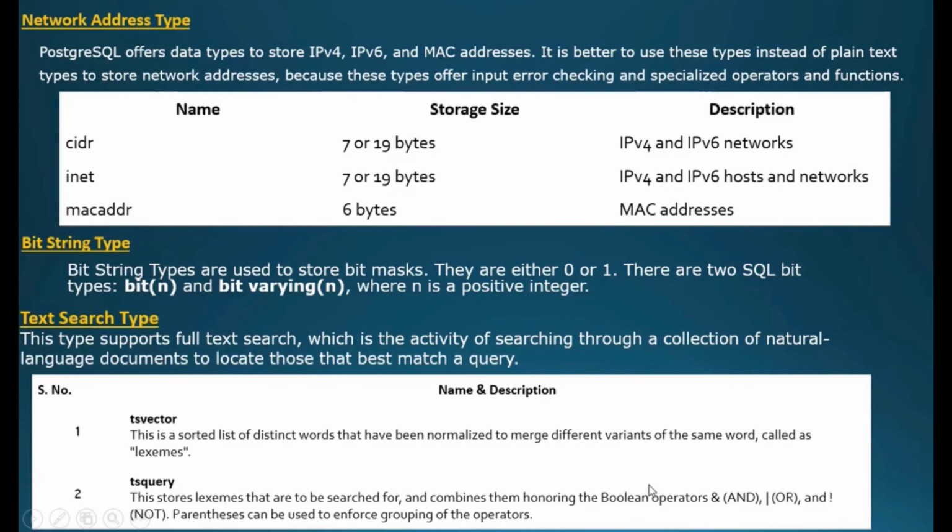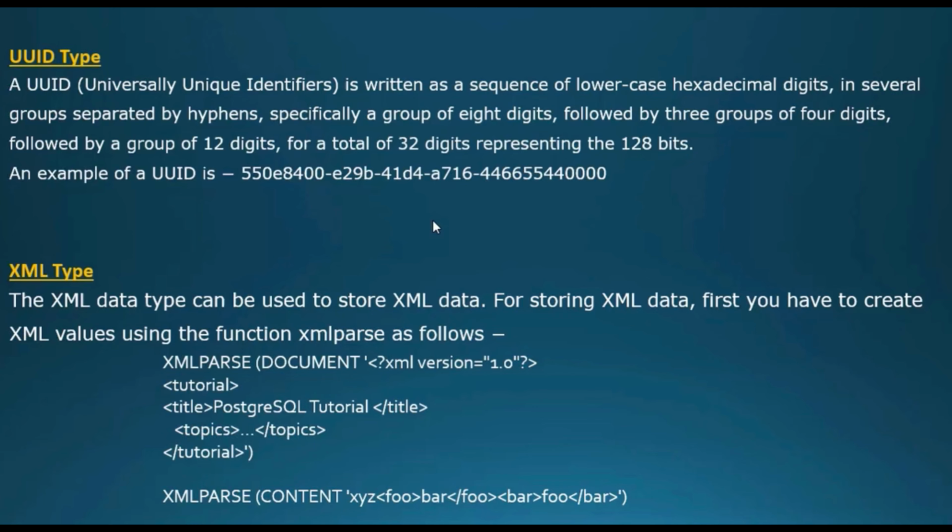like bit and bit varying. These are the two SQL bit types. And next one is the text search types. It is used for full text search like tsvector and tsquery. And the next one is UUID type, which means universally unique identifiers. It stores the globally unique identifiers. It is mainly used in distributed systems. And next one is the XML types. It is used to store the structured data. As we can see above, the structure details and the structure format.